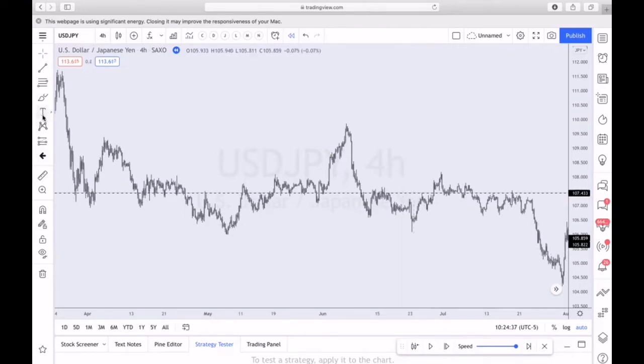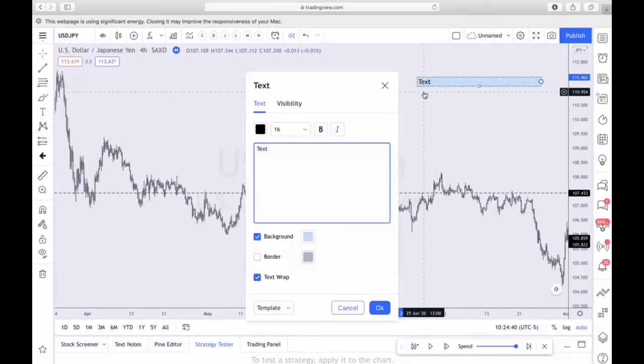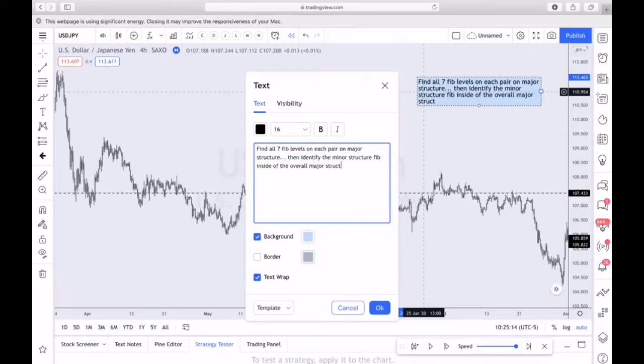So what your actual homework assignment is, you are going to find all 7 fib levels on each pair on major structure, then identify the minor structure fib inside of the overall major structure move.